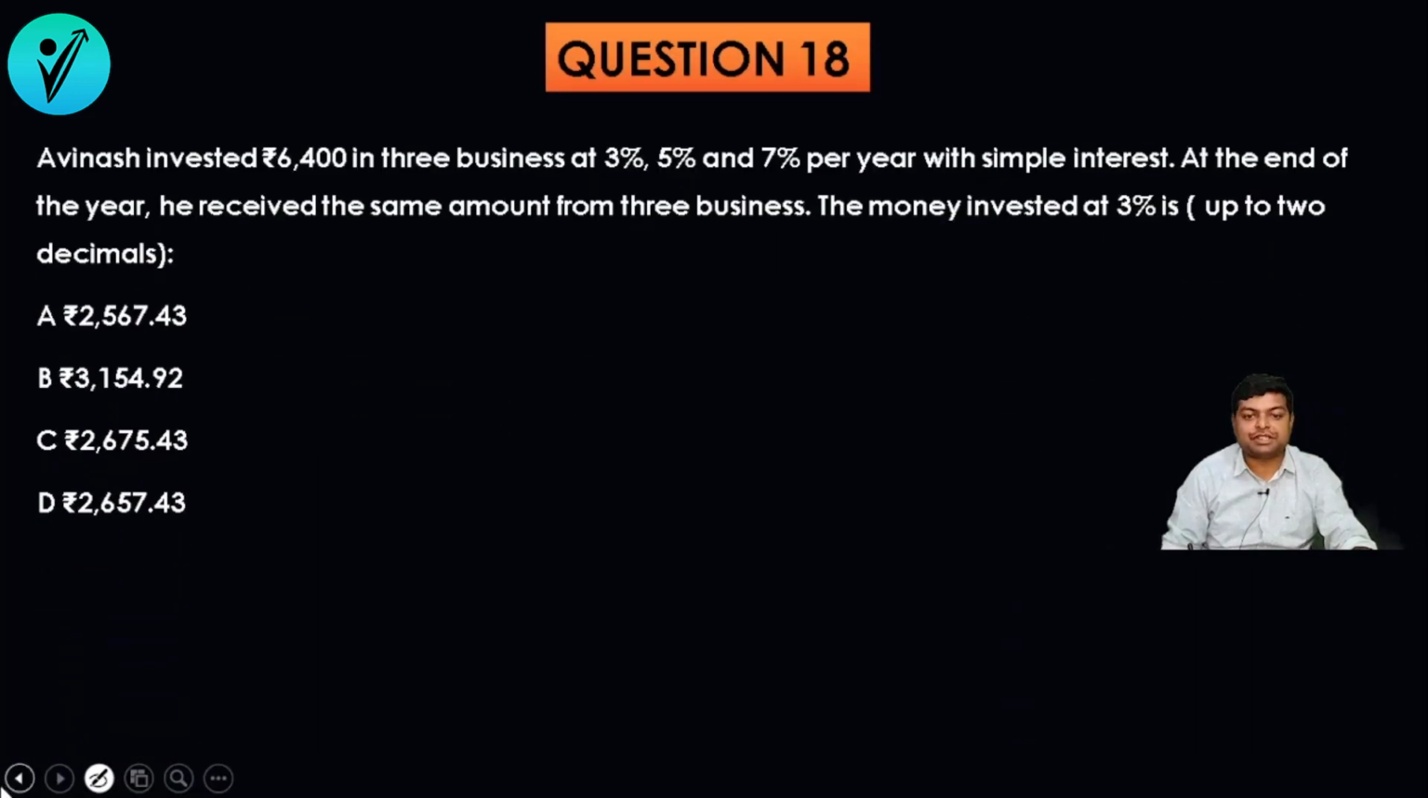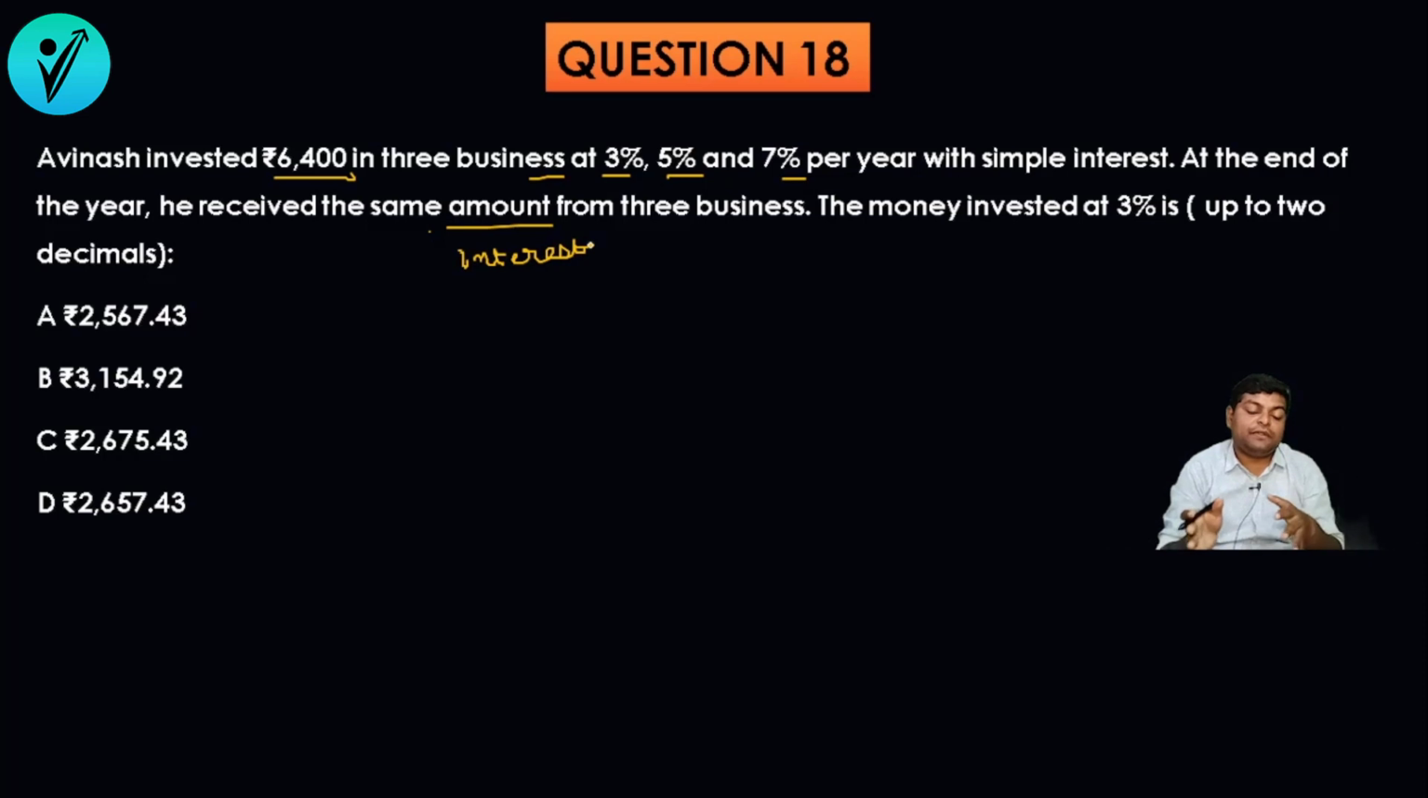Next we have question number 18. Again a question with a wrong statement. Avinash invested 64,000 in 3 businesses at 3%, 5% and 7% per year with simple interest. At the end of the year, he received the same amount. Now, instead of the word amount, in this question they should have written interest.